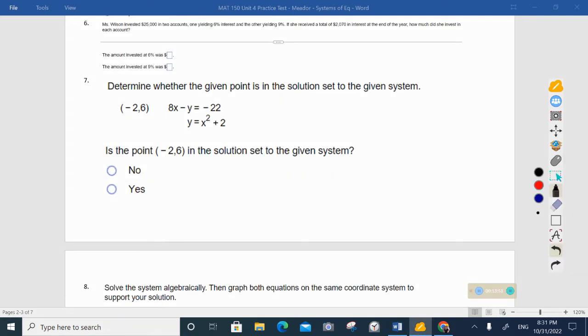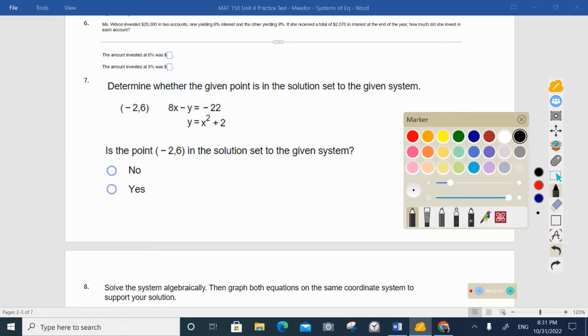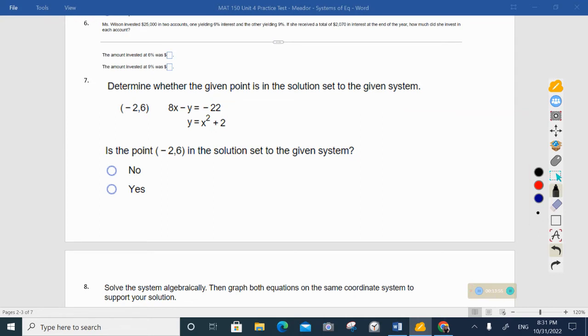All right, question number 6. Most people don't like word problems. The question on your test will look exactly like this with just different numbers. So we've got to make the words into sentences.